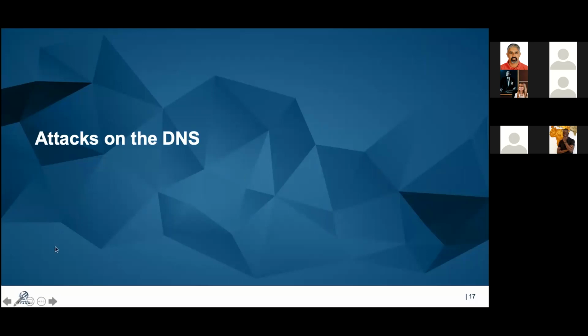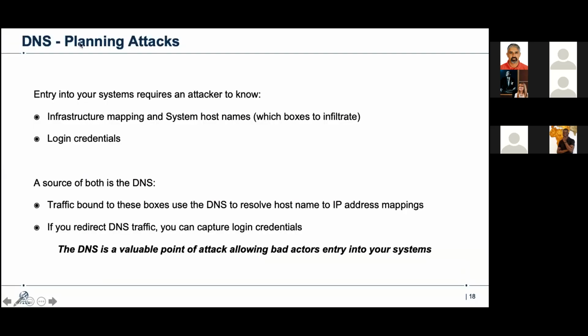And with this in mind, I just want to reiterate that attackers usually do their homework before they conduct a given attack. First of all, they try to determine how they can enter and penetrate your systems. For this, the attacker will need to know the map of the infrastructure, the system host names, or even the IP addresses, and basically how he or she can obtain the login credentials.